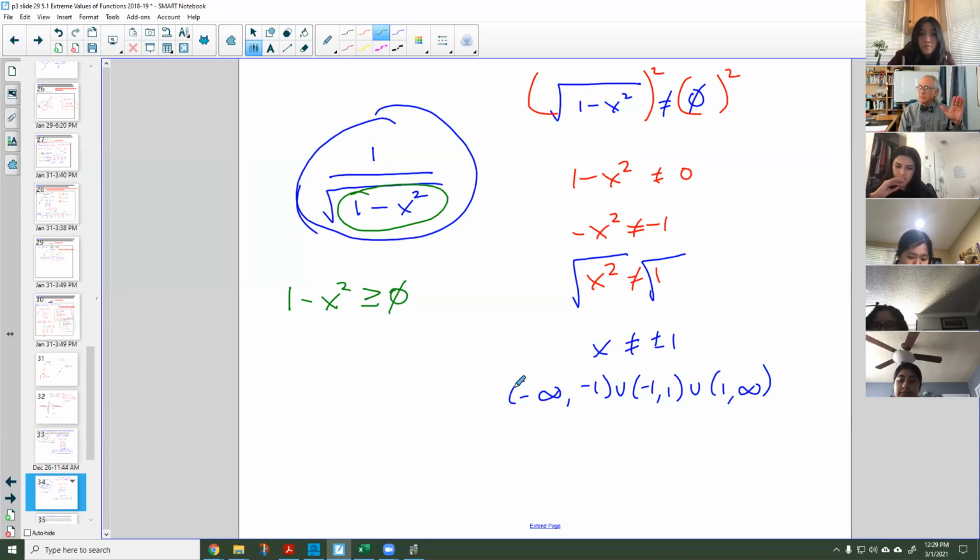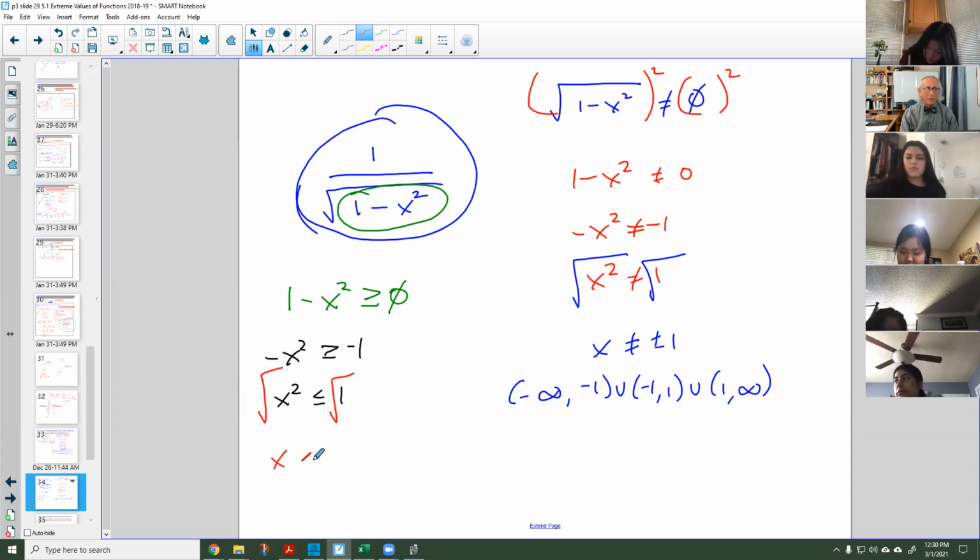Are we okay with what I just said? Yes, right? Because I can't have the square root of a negative number. What is dangerous here, when there's an even index, would be to just do the same process as if it was an equality sign, and then say negative x squared has to be greater than or equal to negative 1, and then multiply both sides by negative 1, and say x squared has to be less than or equal to positive 1, and then take the square root and say x has to be less than plus or minus 1. That would be wrong. That would be the wrong domain.